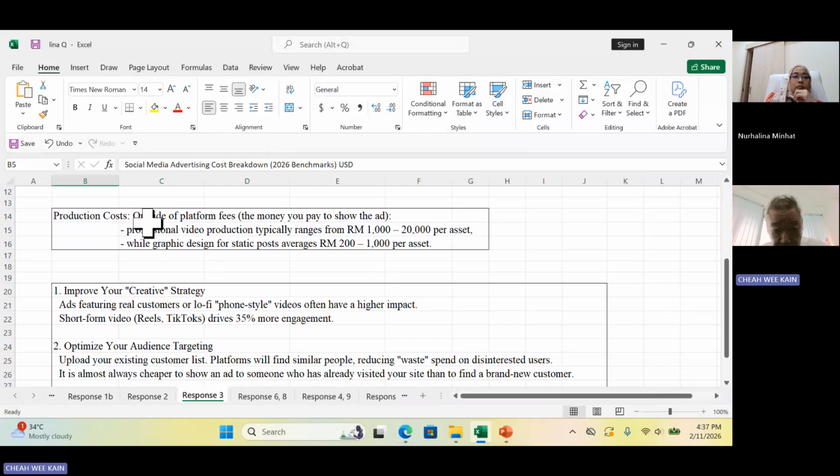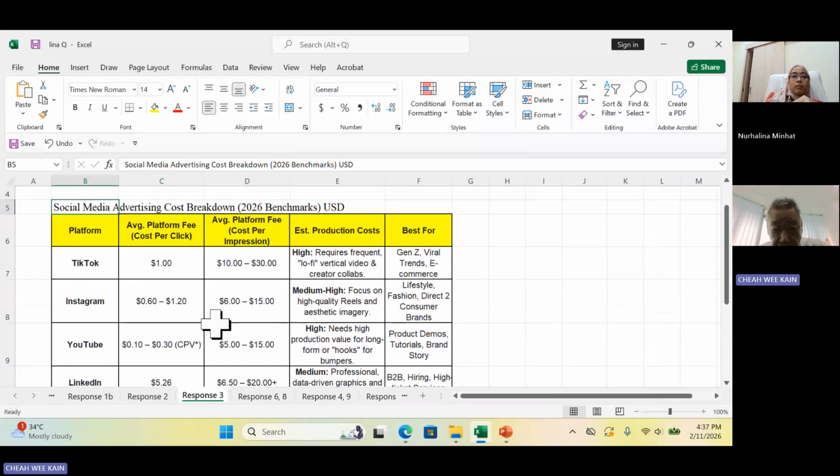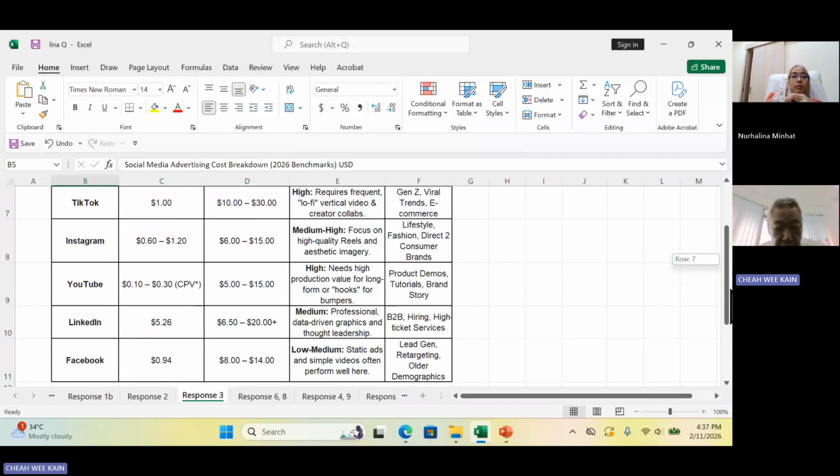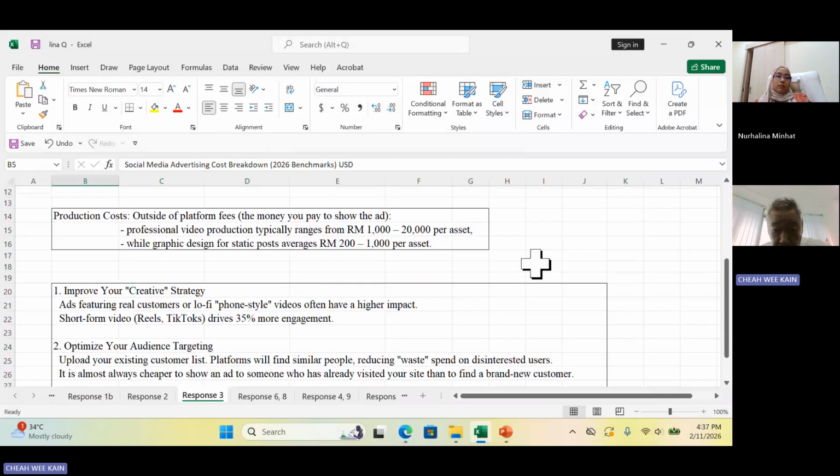The production cost outside of this platform fee, the money you need to pay to show the ad. So you may have professional video production. You may need to get somebody to go and shoot the video, put in the model, the jingle, the music. So this can be quite expensive, from 1,000 to 20K RM.